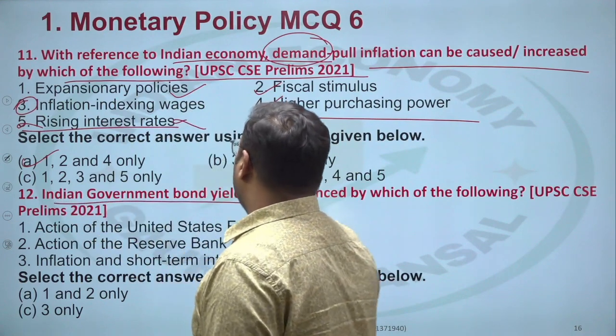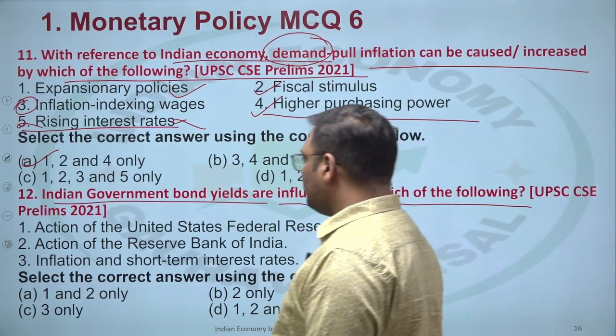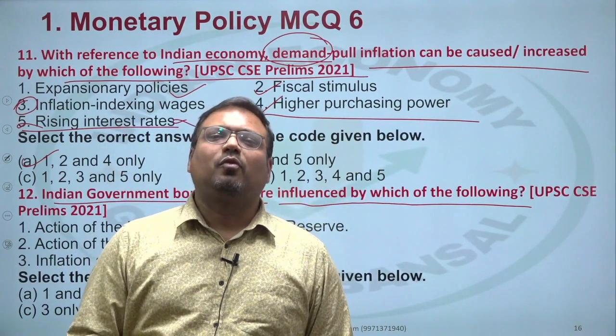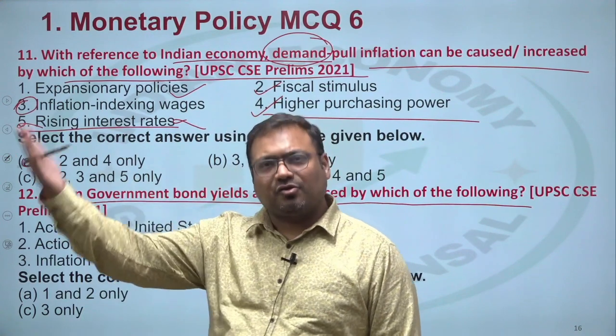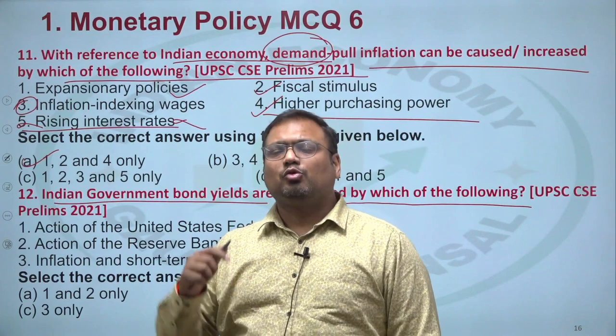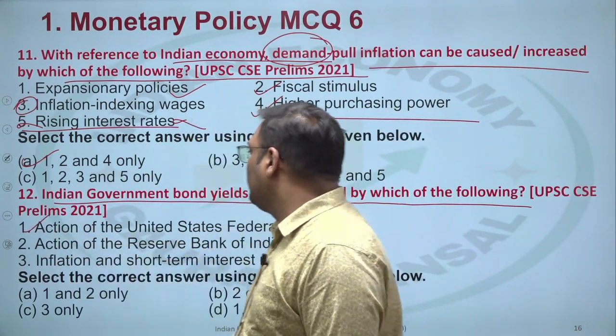12th, Indian government bond yields are influenced by which of the following? Our bond has to offer an interest that depends upon the international bond prices also, because there are a lot of international buyers as well. So we have to keep in mind what other countries are offering. So yes, one is included.